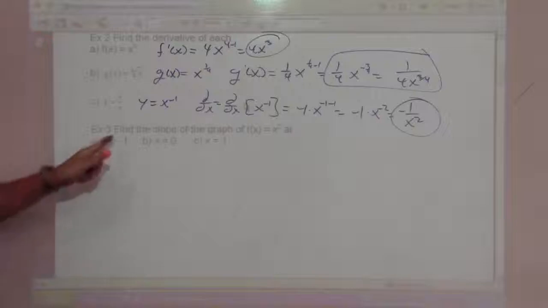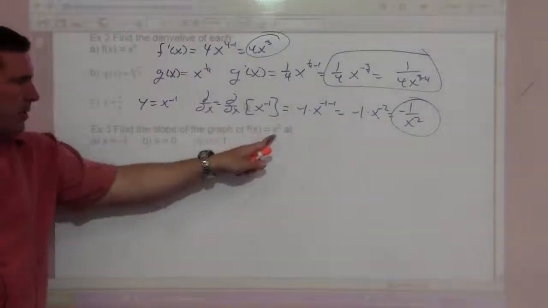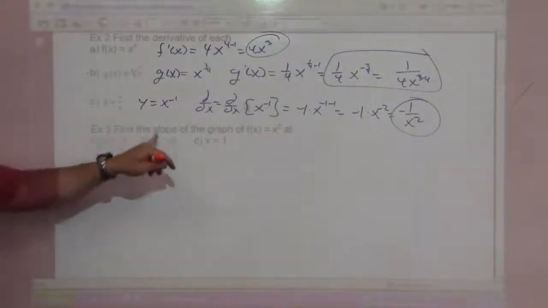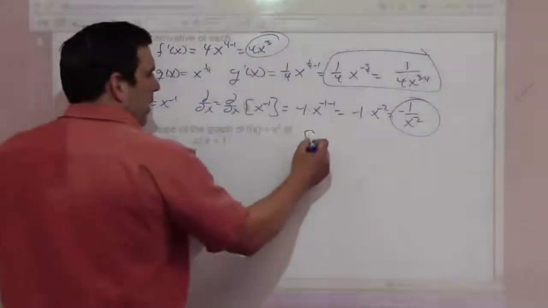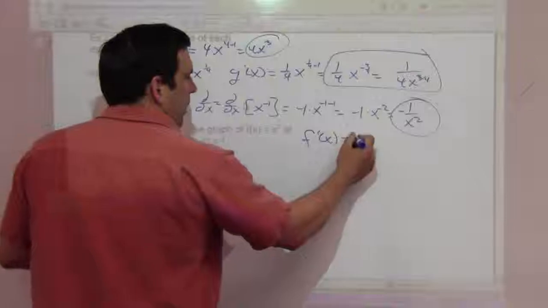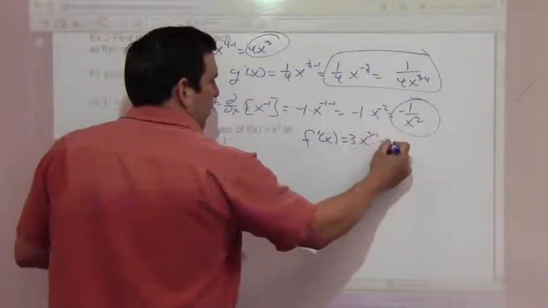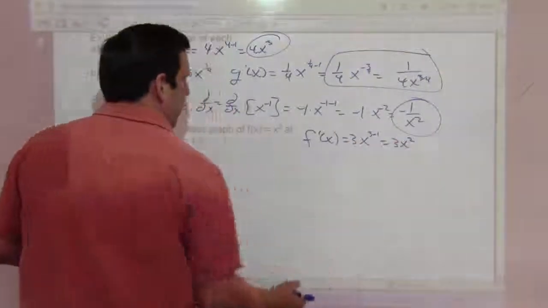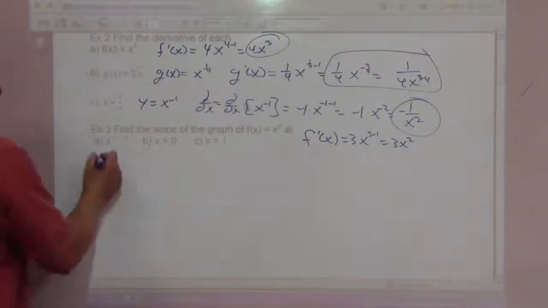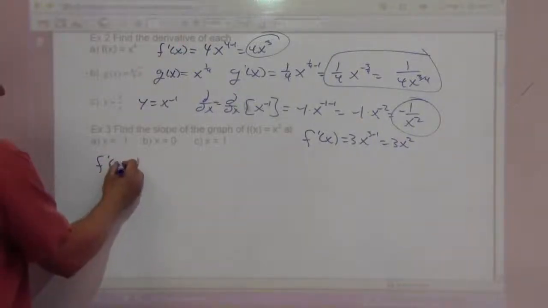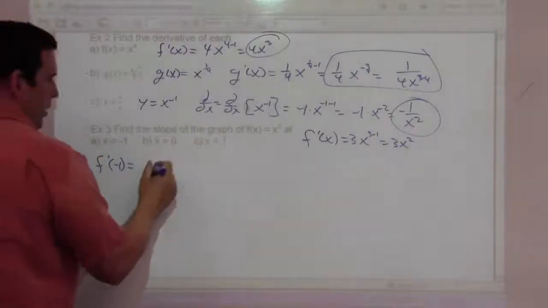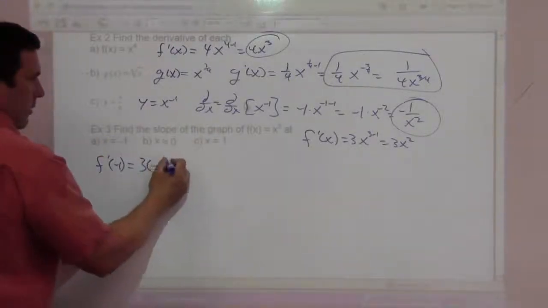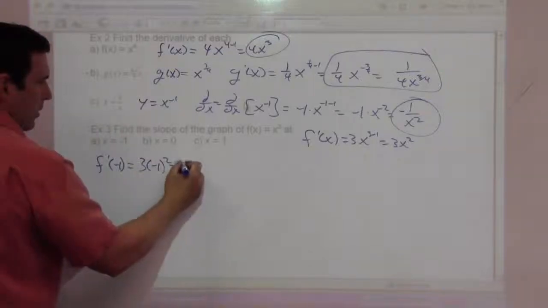Okay, for example 3, it says find the slope of the graph of f of x equals x cubed at x equals negative 1, x equals 0, x equals 1. So the first thing to do is say, okay, well, f prime of x would be 3x to the 3 minus 1, or 3x squared. So f prime at negative 1, putting negative 1 in here, is going to be 3 times negative 1 squared, which is 3.